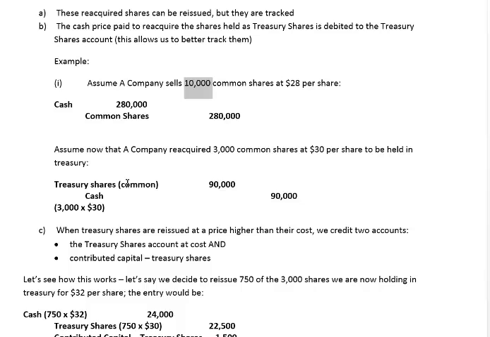We want to make sure that we track the activity in the Treasury share account. So to do so, what we do is we debit the Treasury share account for common by 3,000 times what it cost us to buy them back from the investors, which is $30 a share. So we're going to debit the Treasury shares and specify that we're creating Treasury shares, because the Treasury shares are a subset of the common shares, 90,000, and credit cash, which is what we paid for these 3,000 shares, at $30 a share, 90,000.